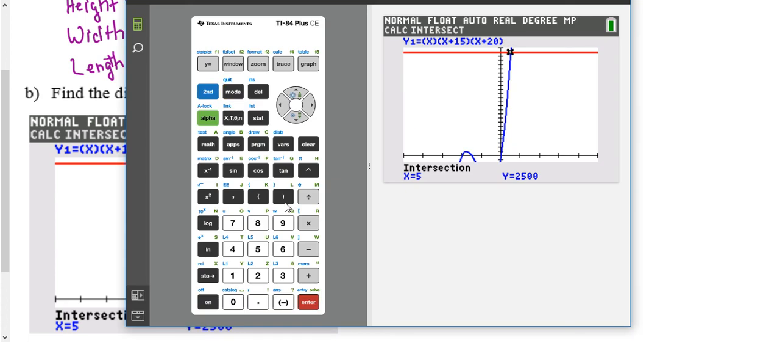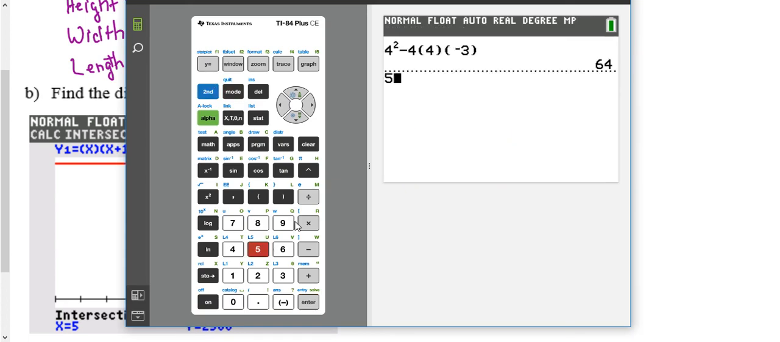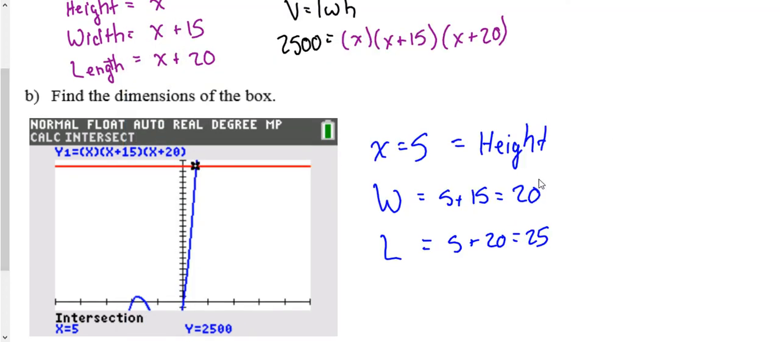Our volume is all three multiplied together, so we've got 5 times 20 times 25, and I'm hoping this matches up to 2500, and it really does. So there we go, we are good. So my height was 5, width is 20, length was 25. Of course, all of them should carry the units of centimeters. So height was 5 centimeters, width was 20 centimeters, and length was 25 centimeters.